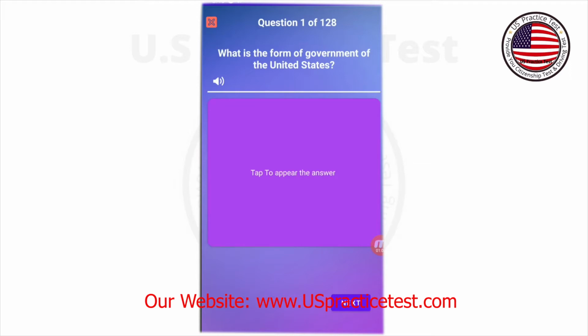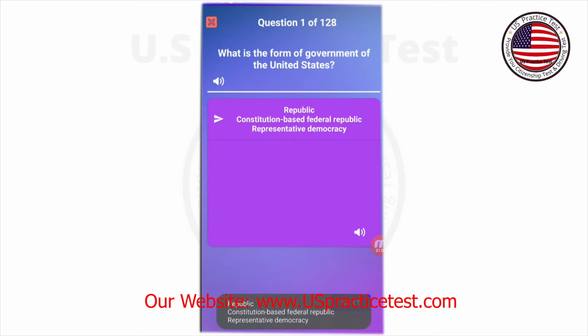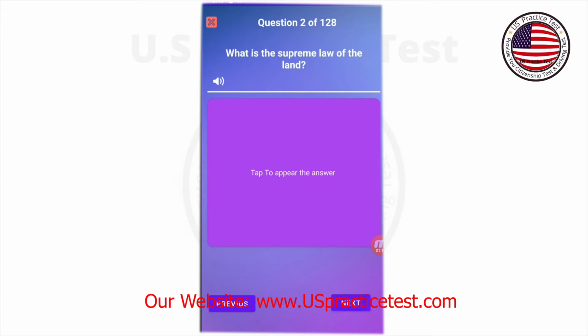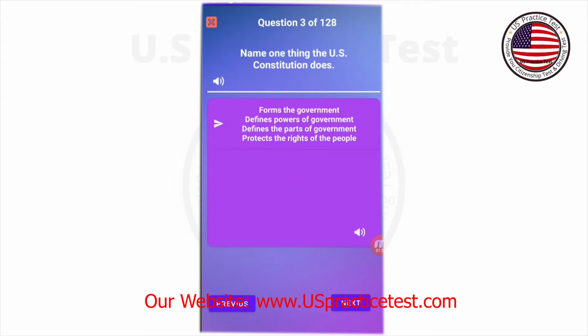What is the form of government of the United States? Republic. Constitution-based federal republic, representative democracy. What is the supreme law of the land? U.S. Constitution. Name one thing the U.S. Constitution does. Forms the government. Defines powers of government. Defines the parts of government. Protects the rights of the people.